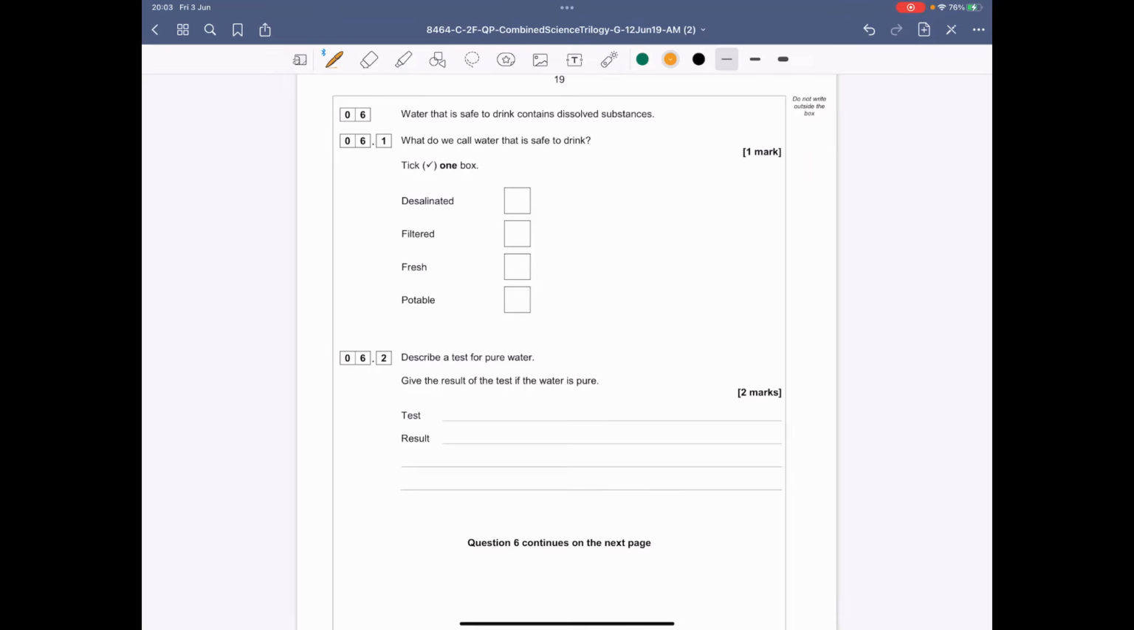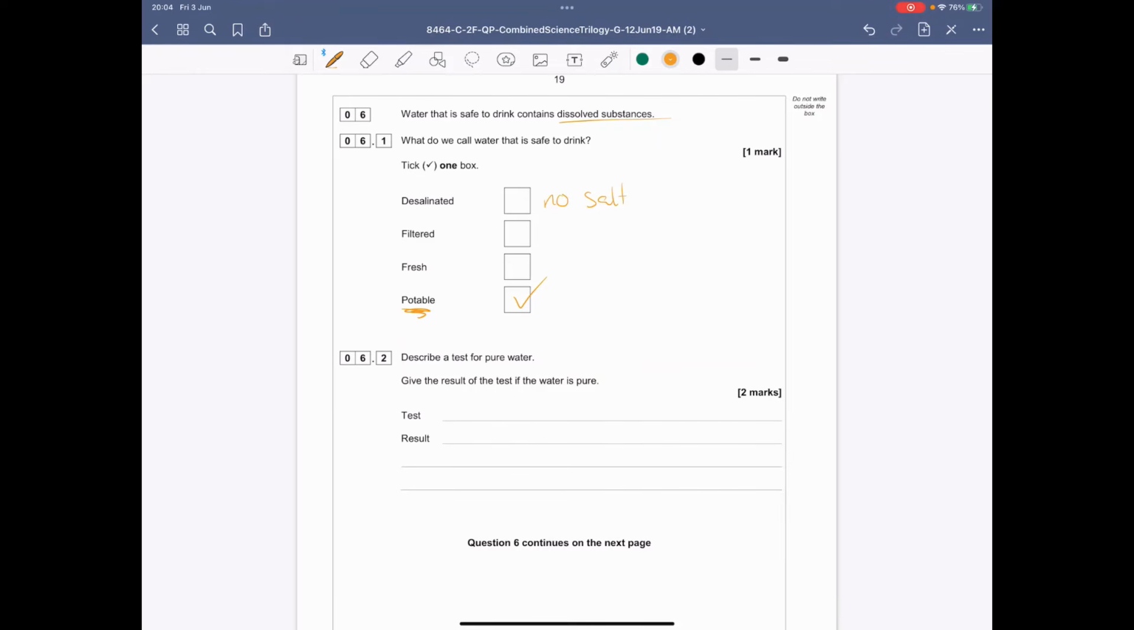Question 6 then. Water that is safe to drink contains dissolved substances. What do we call water that is safe to drink? Desalinated just means no salt. Filtered water, fresh water, or potable. Hopefully we should remember that potable water is our word that we use to describe drinking water. It isn't pure water, but it is still safe to drink.